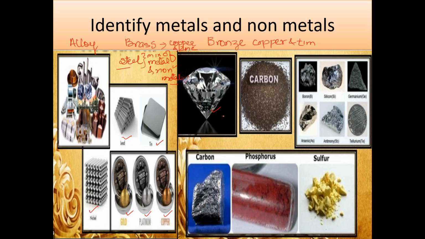Diamond, this is diamond. It is one form of carbon, as graphite is also a form of carbon. Diamond is also one form of carbon. Phosphorus you have seen in the matchstick. This is yellow colored powder sulfur, and this is coal.